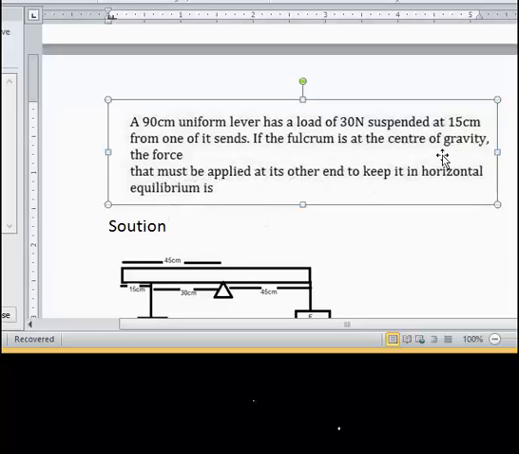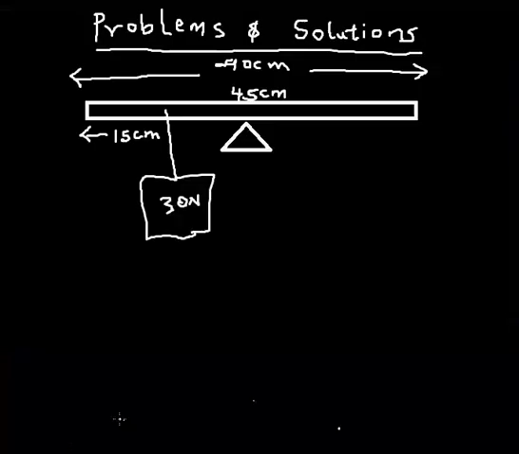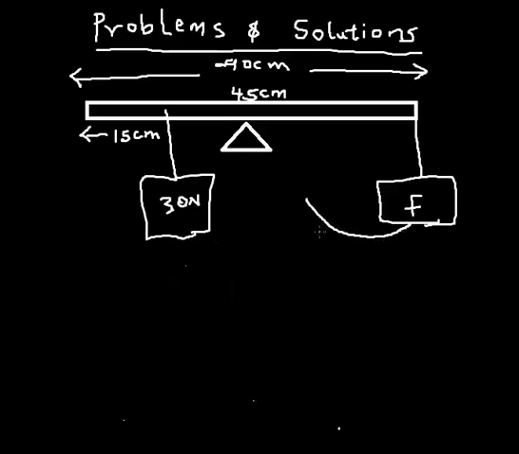the force that must be applied at the other end to keep it horizontally at equilibrium. Okay, so the force that must apply at this end, I wasn't given a distance, so it is at the extreme. So I don't know what that force is. I call it F. Okay, so now I can apply the principle of moment. This F will create a clockwise moment, while of course the 30 Newton creates an anti-clockwise moment.